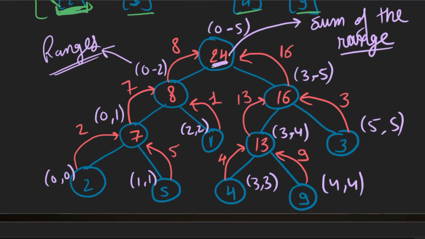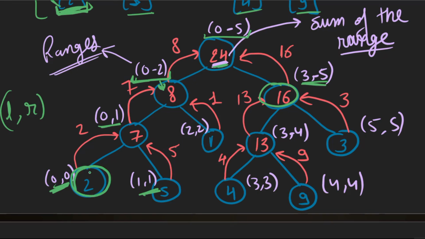So here this node will store the sum as 24, and the range is 0 to 5. Then we divide the range into two parts. Sum of 0 to 2 will be stored this side, and 3 to 5 will be stored this side, right? Then 0 to 1 is divided into two parts: range 0 to 0, and range 1 to 1. So when left and right of the range are the same, that means only one element is there in that range. So we store the sum and return the sum back, right?